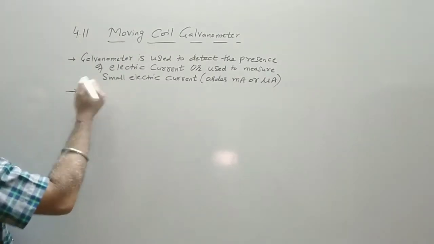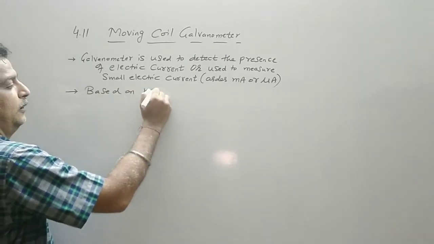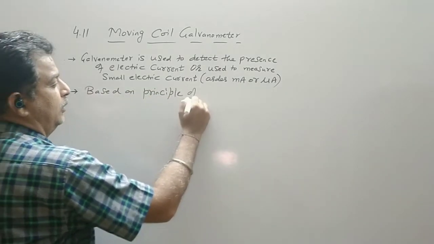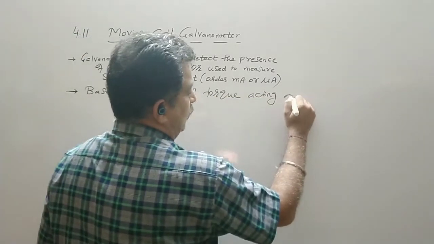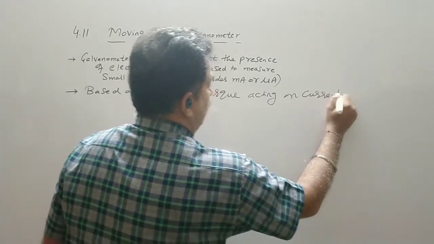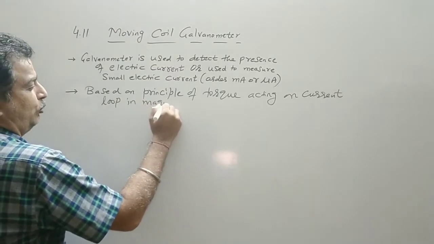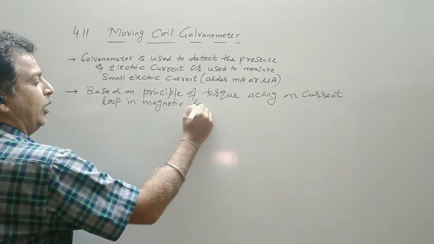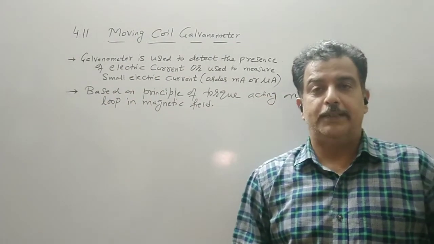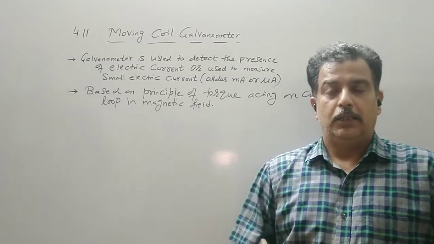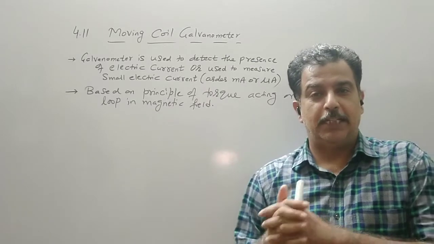Now we can say it is based on the principle of torque acting on a current loop in a magnetic field. We did this topic where we have taken a rectangular loop, and the torque acting on it was mB sin theta, or if it has n turns, the torque acting was BINA sin theta.